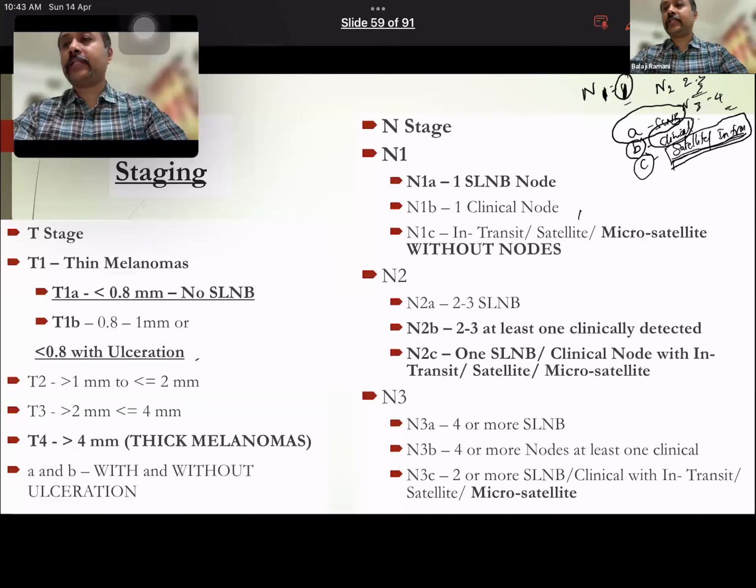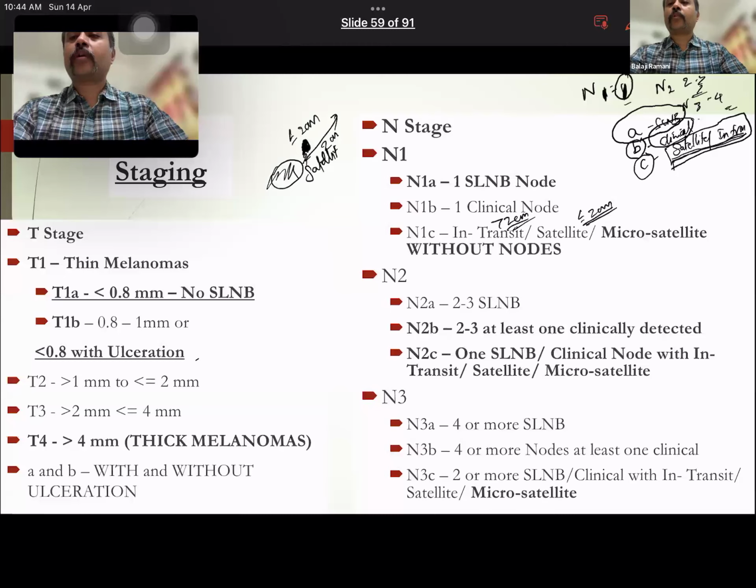So a satellite is less than or equal to 2 centimeters from the primary lesion. More than 2 centimeters from the primary is known as an in-transit lesion. When you have a melanoma here, and another satellite nodule is present close to it, it should be less than or equal to 2 centimeters from the edge of the primary. If a lesion is present more than 2 centimeters away, that becomes an in-transit lesion. Usually, in-transit lesions will be towards the lymphatics.